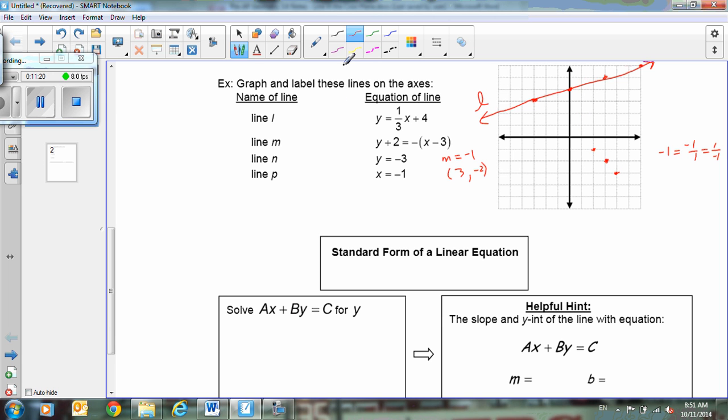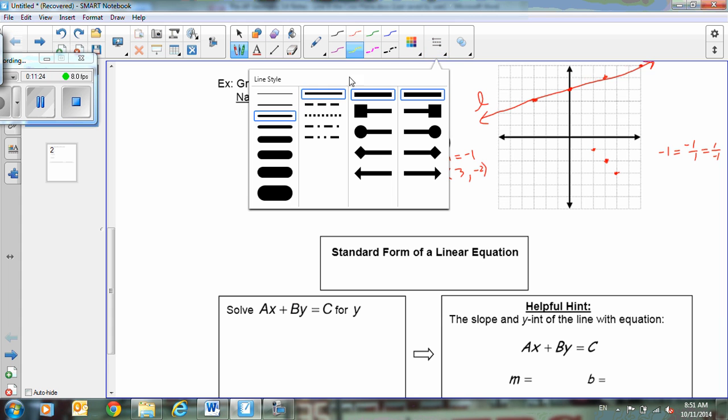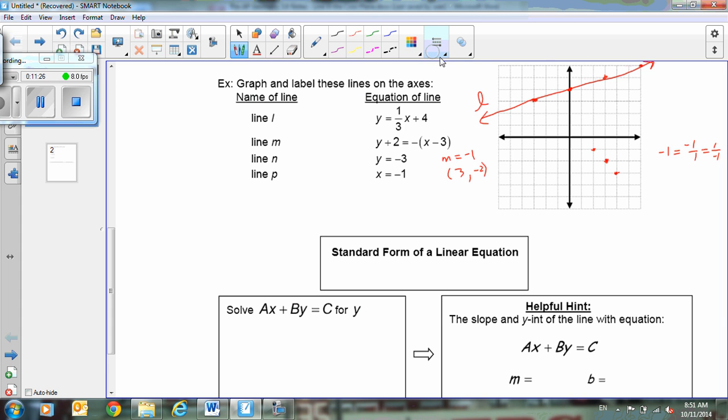All right, I'm going to change colors real quick and graph this line in a different color. So again, warning, this is probably not going to be a very straight line. Please use a straight edge on your paper and you'll have a much better looking line than I just drew. Okay, we were asked to label the line. This is line M, so we're going to call that line M.